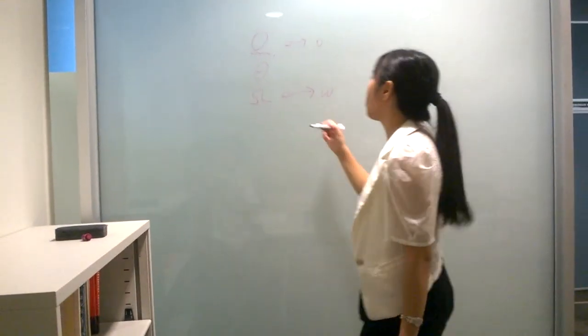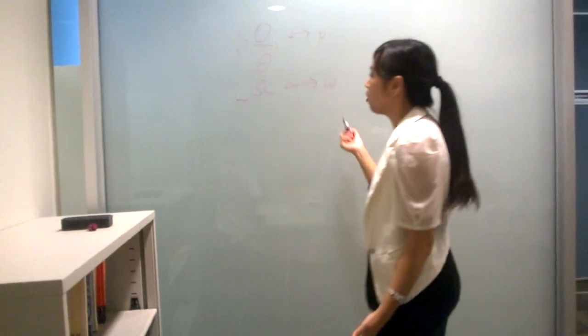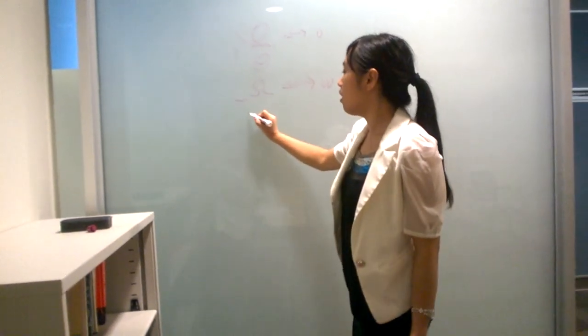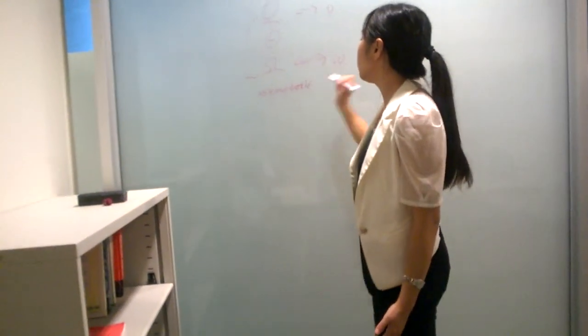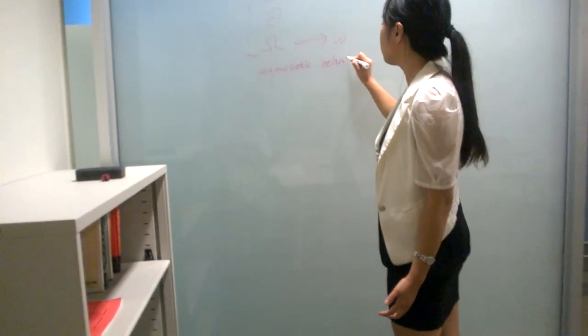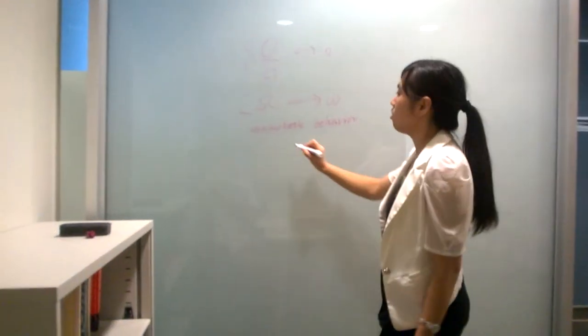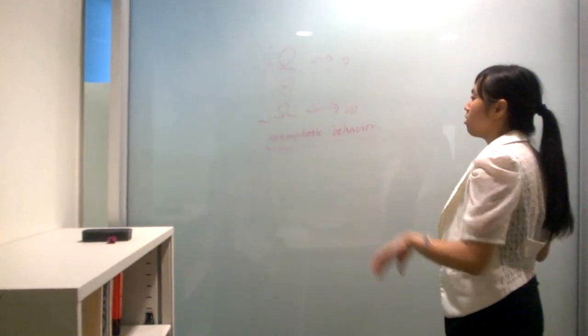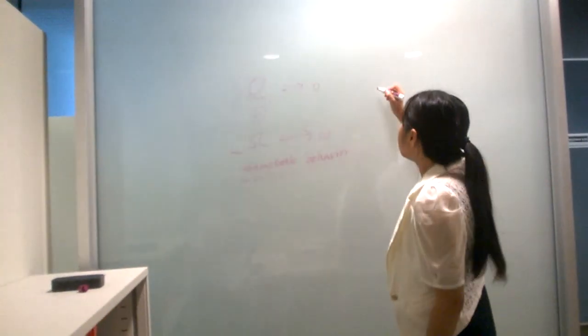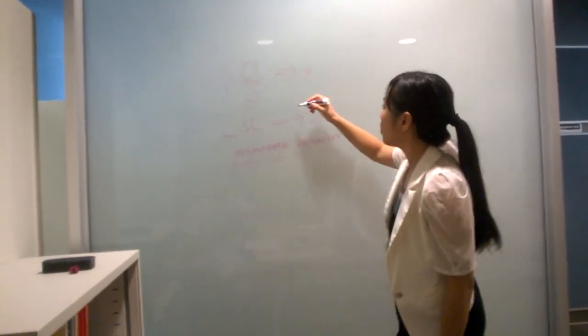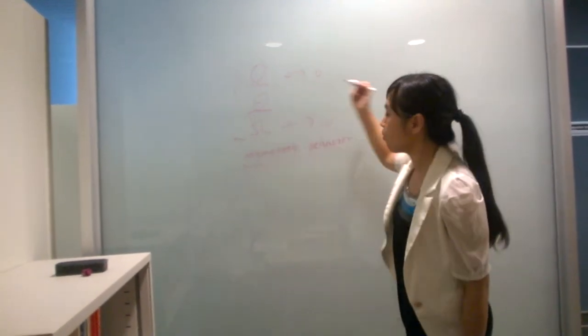So there are 5 notations about asymptotic behavior of a function. So let's analyze. Let's go through each one in order. So first, let's say this one.